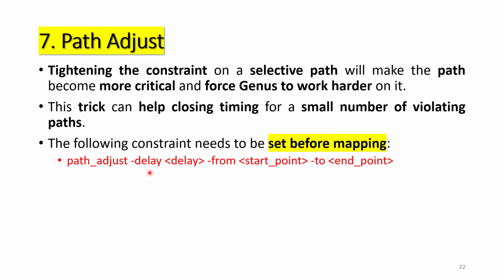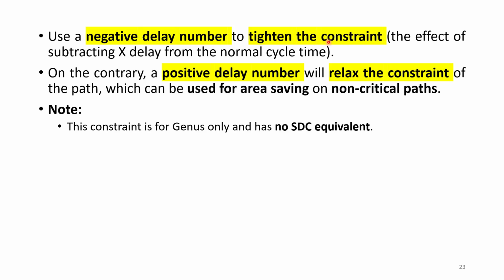And this is the command: path_adjust -delay from start point to the end point. So you have to mention from which point to which point you want to do path adjustment. Use a negative delay number to tighten the constraint, whereas use a positive delay number to relax the constraint. So what does this mean? Generally, if you see any timing report, we will be getting some slack. So always slack should be either 0 or positive.